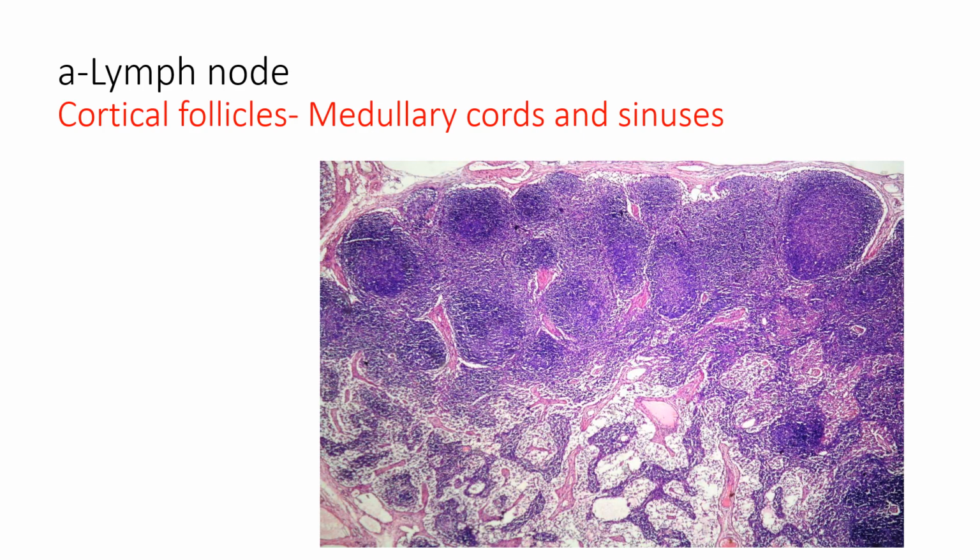If they are arranged in the form of an outer cortex and inner medulla, we are talking about either the lymph node or the thymus. In the lymph node, this is the capsule, this is the trabeculae, outer cortex and inner medulla. The cortex is formed of different primary and secondary lymph follicles, and the medulla is formed of medullary cords and medullary sinuses. This is the lymph node.